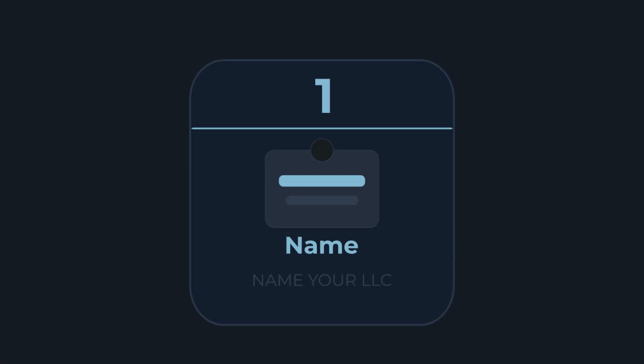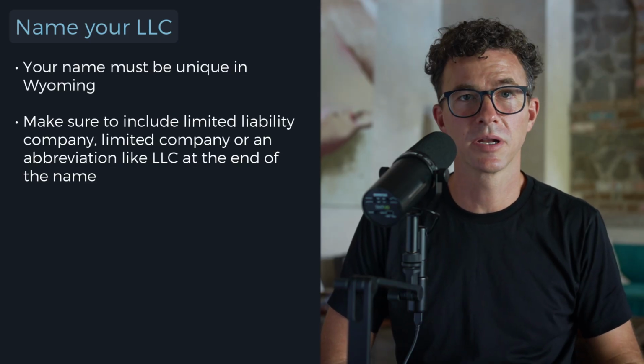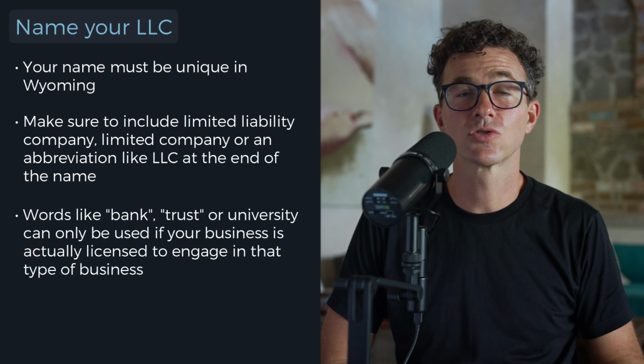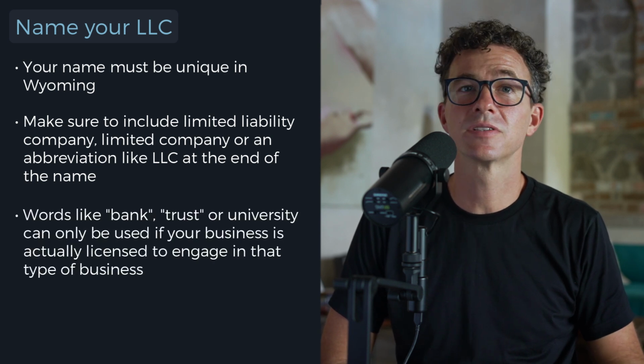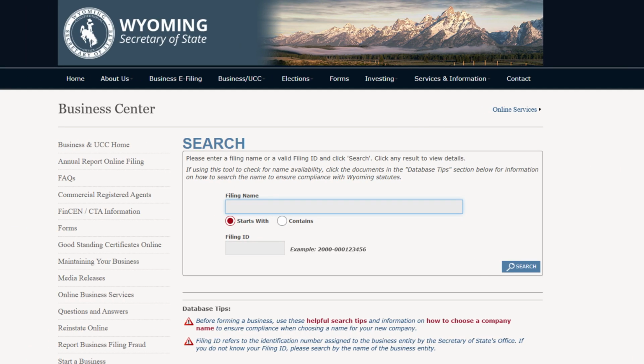Step 1. Choose a name for your business. Something most people don't realize is that your LLC name is one of the most common reasons LLC filings get rejected. Your name must be unique in Wyoming and end with limited liability company, limited company, or an abbreviation like LLC. Words like bank, trust, or university can only be used if your business is actually licensed to engage in that type of business. The easiest way to check LLC name availability is by visiting the Wyoming Secretary of State's business entity search page. Search for your business name to make sure there isn't a business already using a similar one.